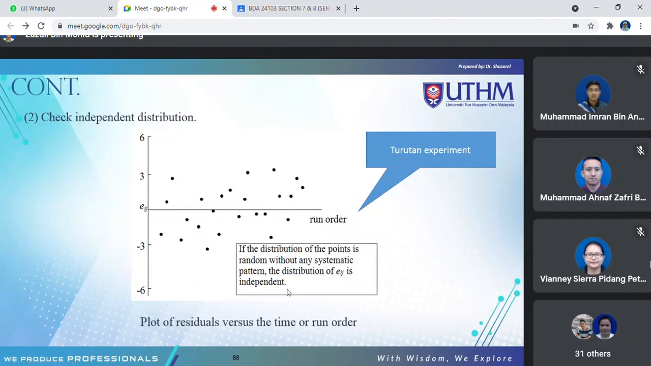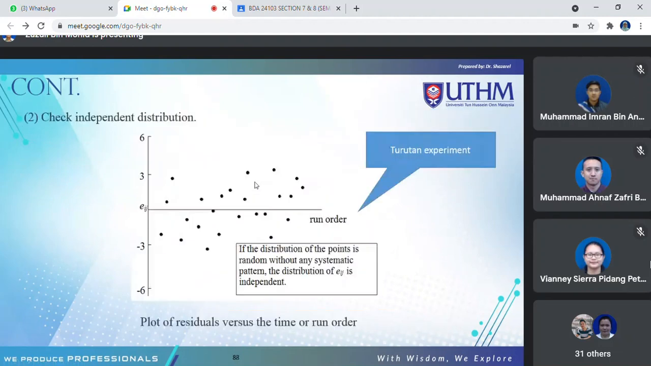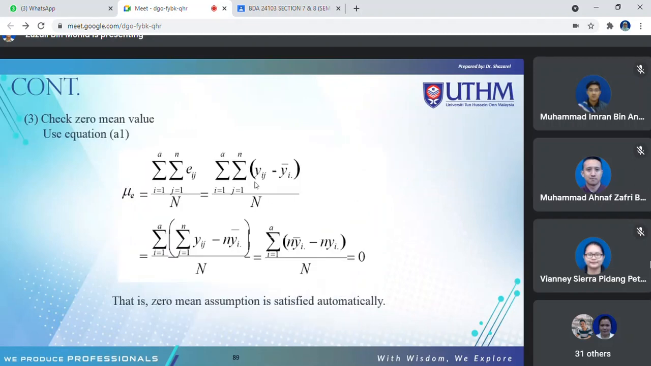And then we have to plot it based on the run order. In this example, we have to plot it in sequence starting from this data, the first, the second, the third, the fourth. Somewhere here we have the fourth, minus 2.0. And when we plot it in this table, if it's plotted randomly, we can say that the distribution of Eij is independent.